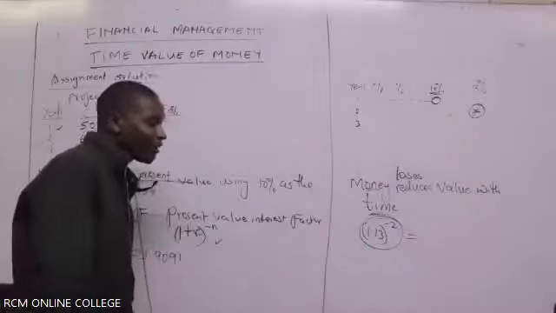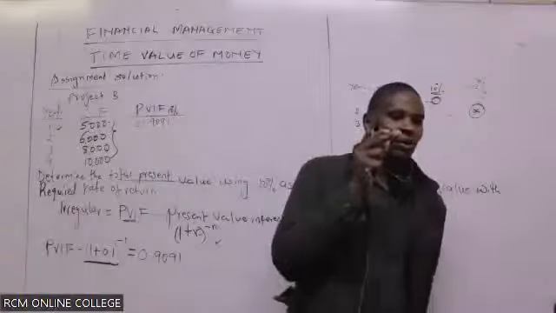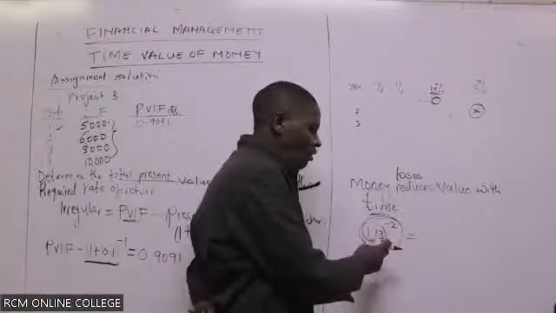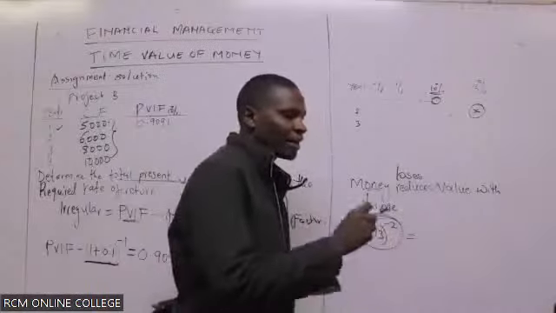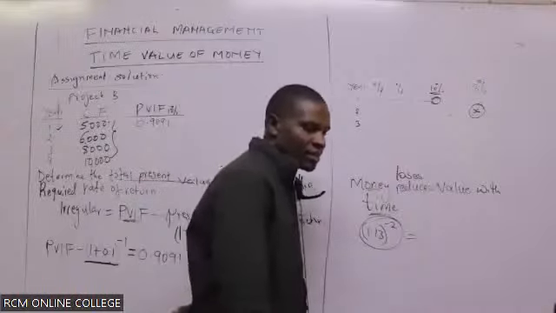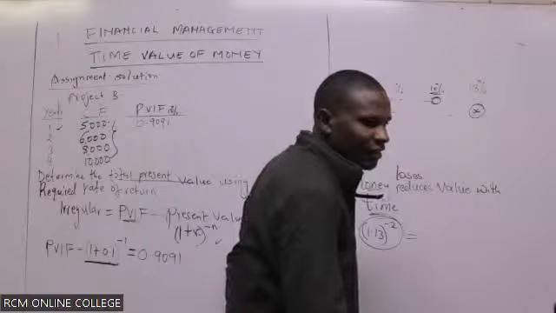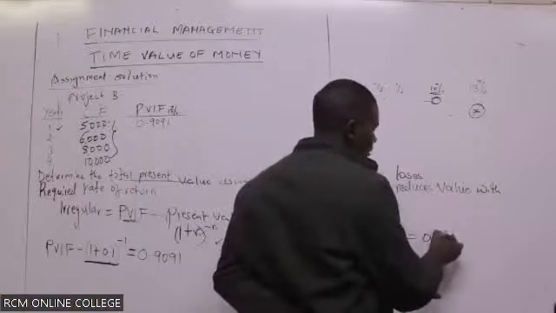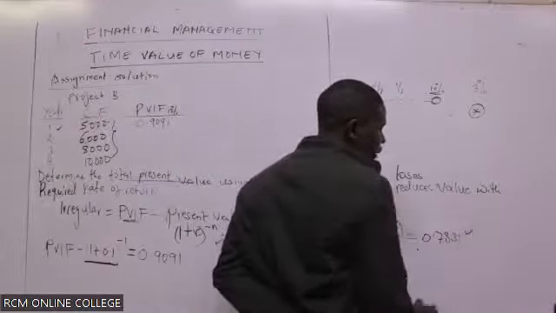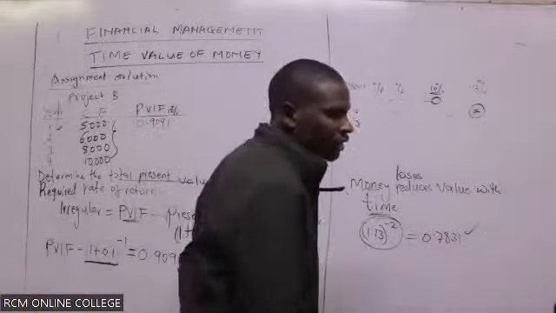Okay, that's why I tell you it is good to know how to use both. Sometimes some values are not available. So how much is this? 1.13 raised to power negative 2. She was correct. So it is 0.7831. If you ask Jane, she was able to use a calculator.